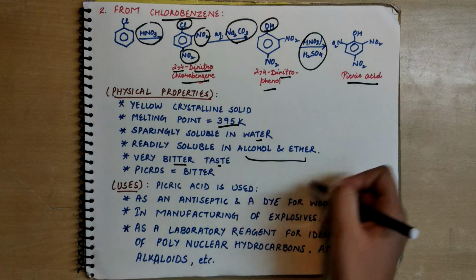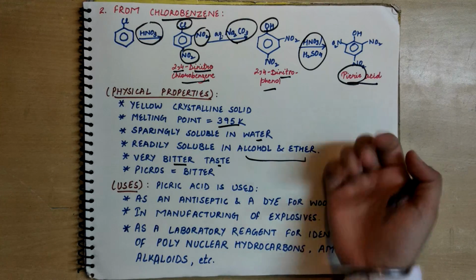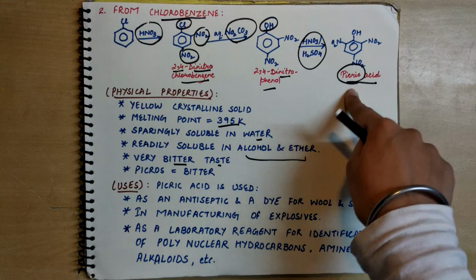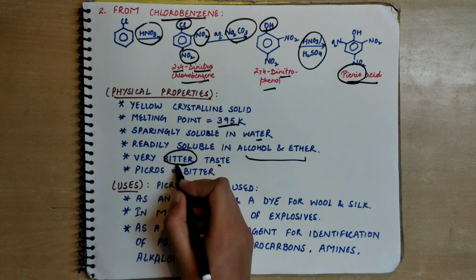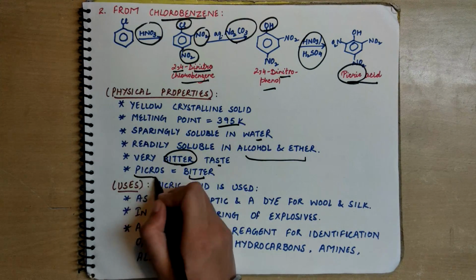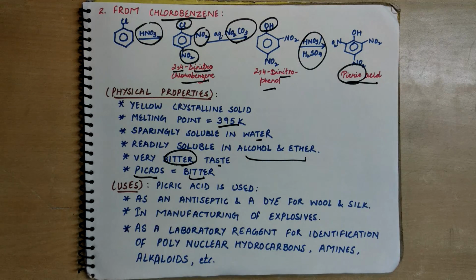Now we know that its name is picric acid, but how did this name come about? Why do we name it picric acid? Because it has a very bitter taste, and bitter means picros. So that's why we have named this picric acid.